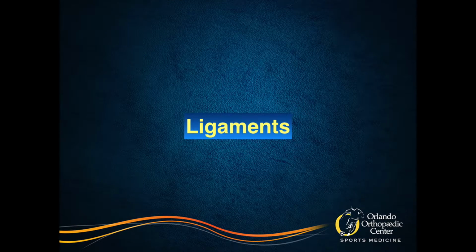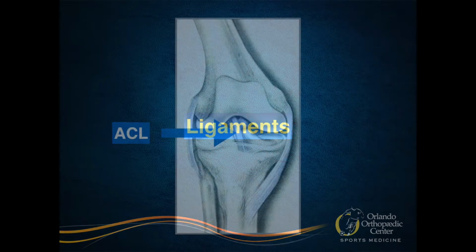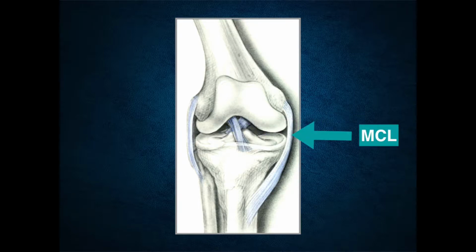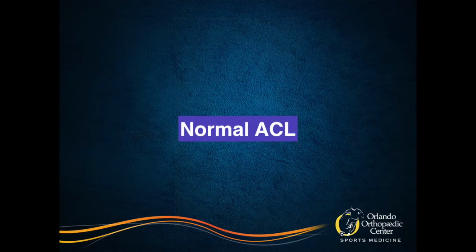Now the ligaments about the knee, there's four main ligaments. The ACL in the central portion of the knee. The PCL resides behind the ACL, and that's why they're called the crossing ligaments. They cross each other, or cruciate ligaments. The MCL is on the medial part of the knee, and the LCL, or lateral collateral ligament, is on the outside or lateral part of the knee.